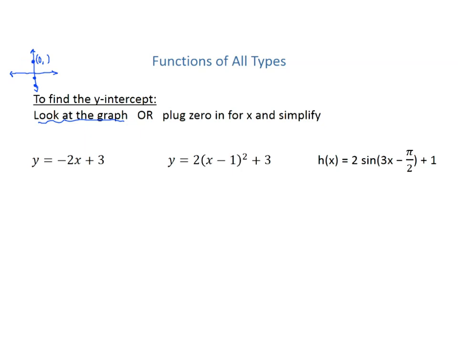The first one we're going to do is a linear equation, and we're going to plug 0 in place of the x. So I would have negative 2 times 0 plus 3, and negative 2 times 0 is 0, plus 3 equals 3. So my y value would be 3. The point would be (0, 3).